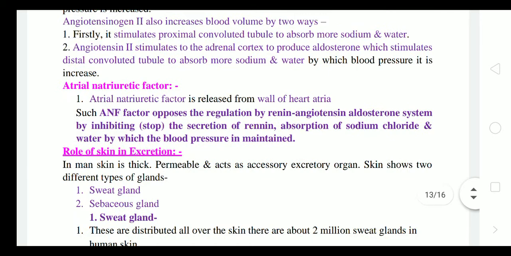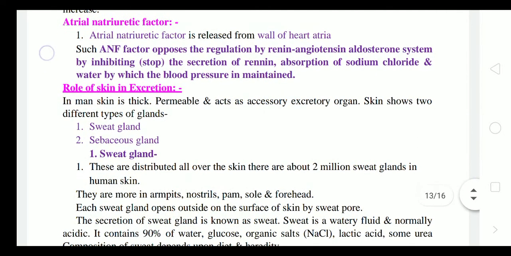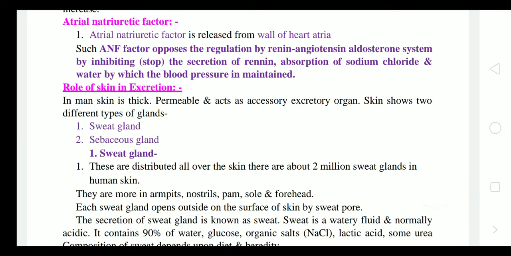Atrial natriuretic factor, ANF, is released from the wall of the atria of the heart. This ANF opposes the regulation by the renin angiotensin aldosterone system, that is, it is the opposite system. By inhibiting, that is stopping, the secretion of renin and the absorption of sodium chloride and water, blood pressure is maintained.